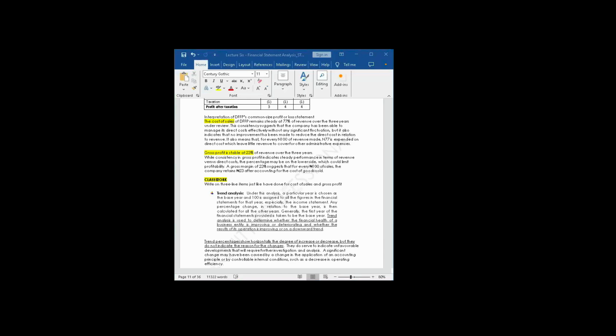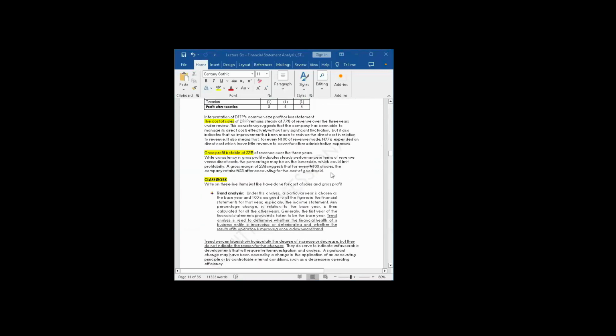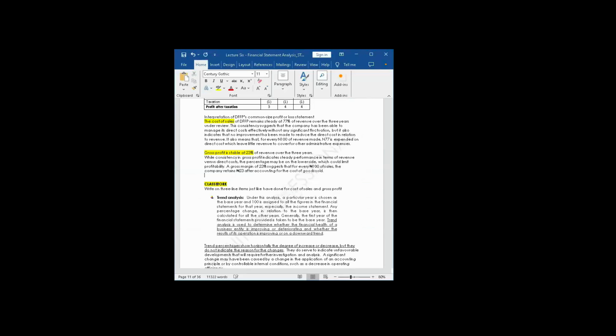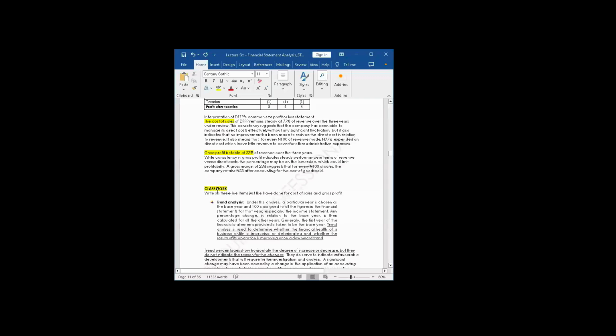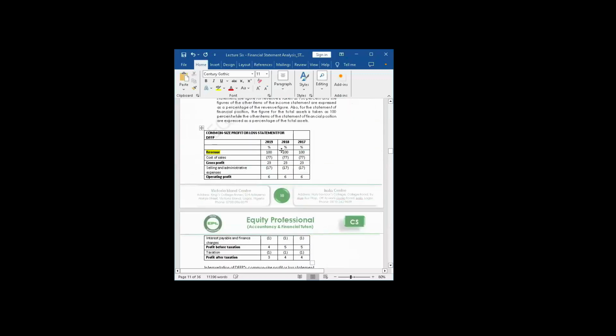Meanwhile, we have seen the common size of the profit or loss account, so we should also look at the common size of the statement of financial position. But going back to the common size of the statement of profit or loss, I hope we can all write one or two things about it.